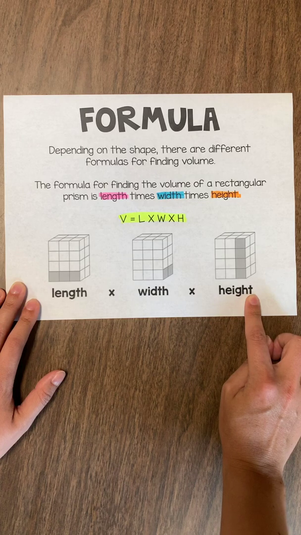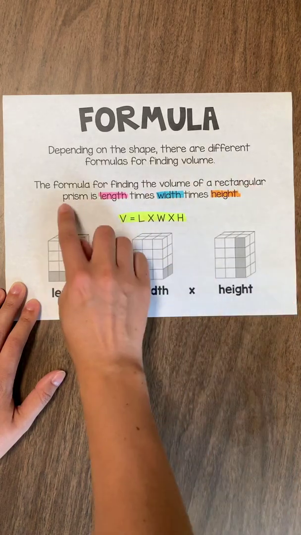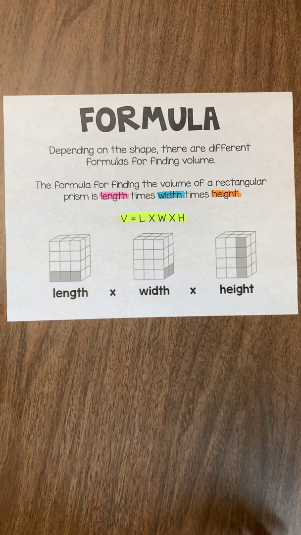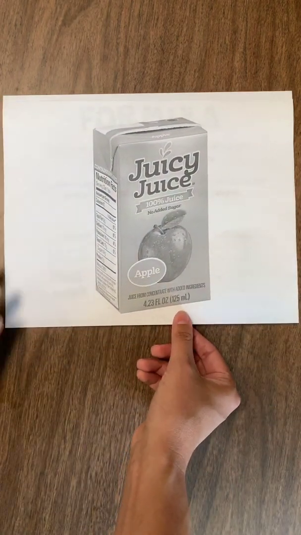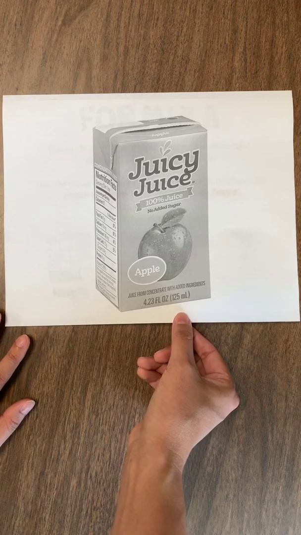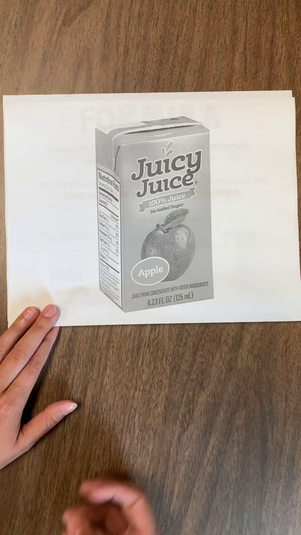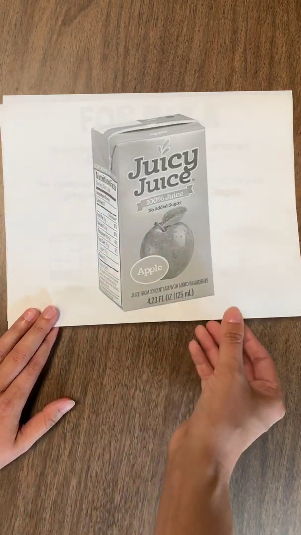And I did point out that depending on the shape, the formula could change. We are just going to focus on rectangular prisms today. So some examples of some rectangular prisms are, say, a juice box, right? A juice box is a rectangular prism. It's shaped similar to a rectangle, but it is three-dimensional, so that's what makes it a rectangular prism.